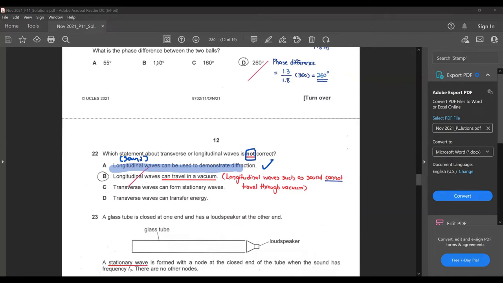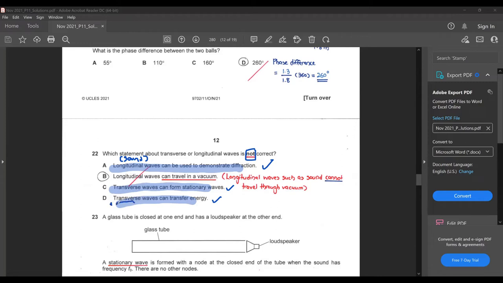Now, transverse waves can form stationary waves. This one is also a correct statement. Longitudinal or transverse waves can both form stationary waves. Transverse waves can transfer energy. This is also correct. They never told us whether it's stationary waves, you see. Unless they told us stationary transverse waves can transfer energy, only then it will be wrong. But here they didn't tell us that it is a stationary wave.